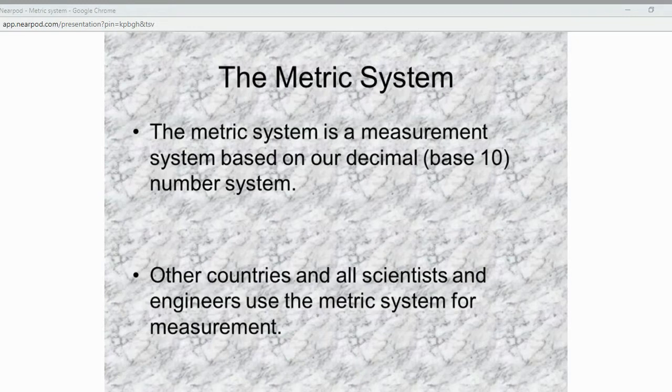But if you're talking about the metric system, you can say there are 100 centimeters to a meter. There's 1,000 millimeters to a meter. It makes things a lot easier to convert. This one is used pretty much around the world, and all the scientists and engineers use the metric system for measurement.